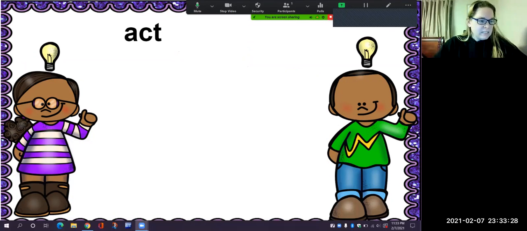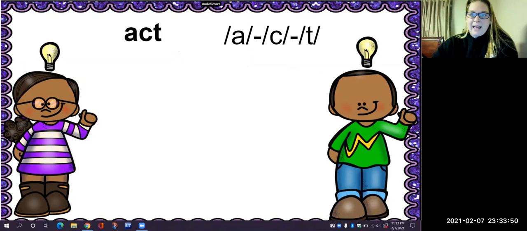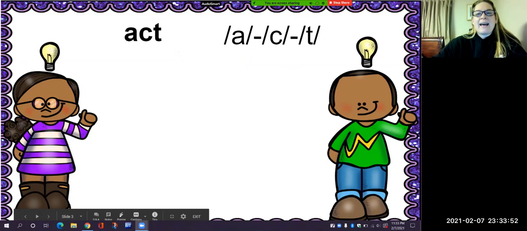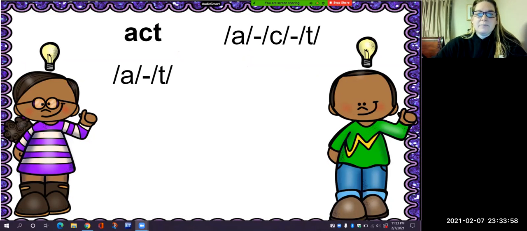All right, so the first sentence is: Olive had to act like a cat in the play. And remember, we are looking at the blend at the end of the word, and we are changing the first sound of the blend. So if we look at the word act, we have the blend ct. So we're going to get rid of the k sound. So now the new word is at. Good. So at is the new word on the curve.